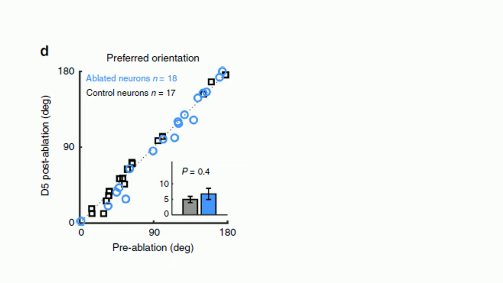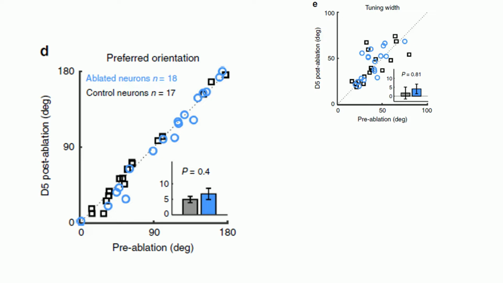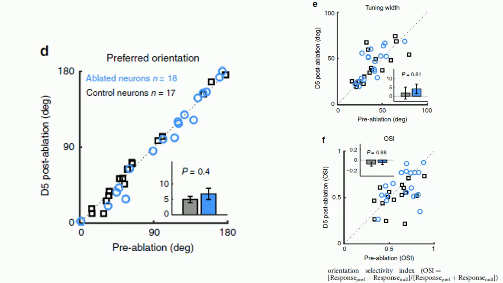The authors also imaged 17 control neurons 5 days apart, but with no laser ablation. These are the black squares. They show the expected variability of tuning of a normal neuron when measured after 5 days. Statistically, there is no difference between these two groups. The authors also compared the width of the tuning curves before and after ablation, and measured something called the orientation selectivity index, which is a measure of how strong the preferred response is. And they found that ablation of the apical dendrite did not change these other tuning properties either.